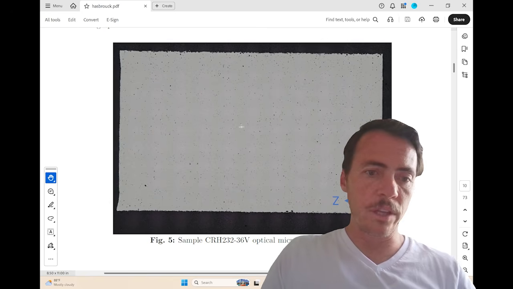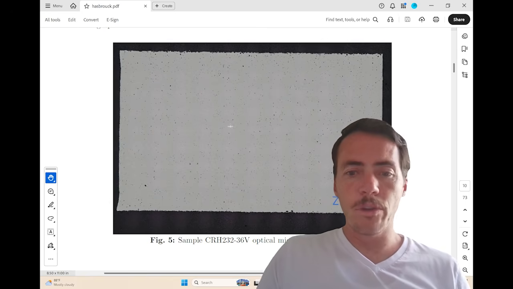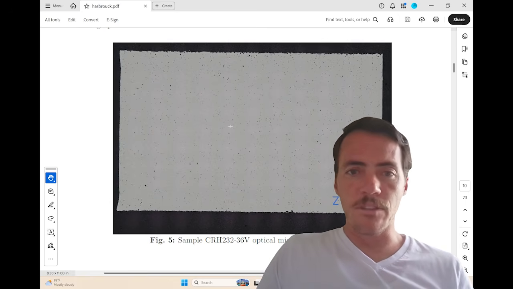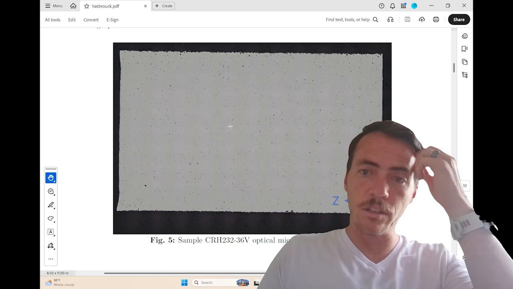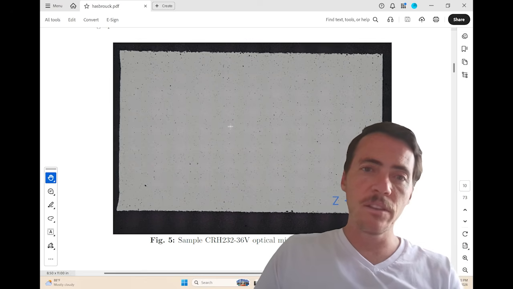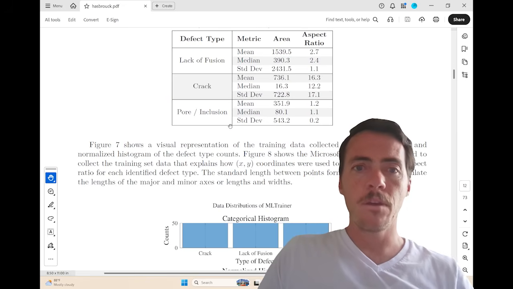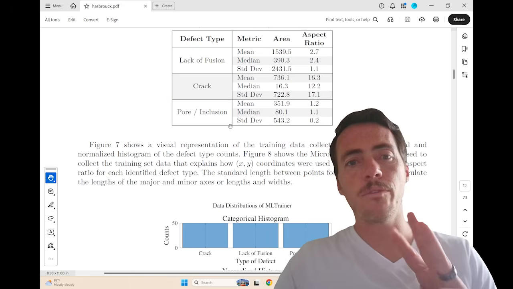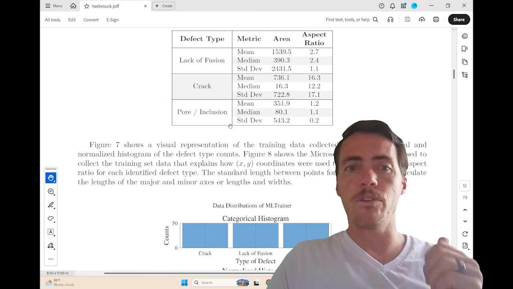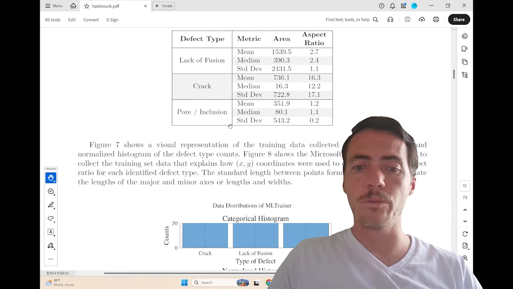Maybe to start with, we can look at this first figure, right? This is showing you an optical micrograph sort of as imaged. And sure enough, you can see a bunch of tiny little defects present in there. But actually, there's different types of defects when you zoom in. Not all these are the exact same. They show here in this table that you have three different types of defects. You've got lack of fusion, you have cracks, and then you've got your pores or inclusions.